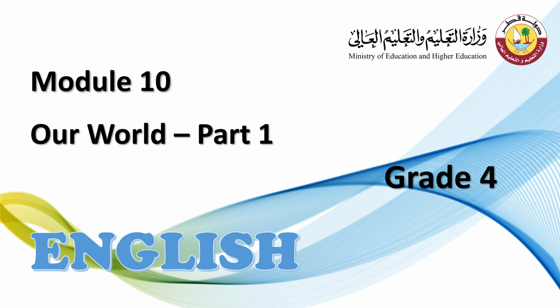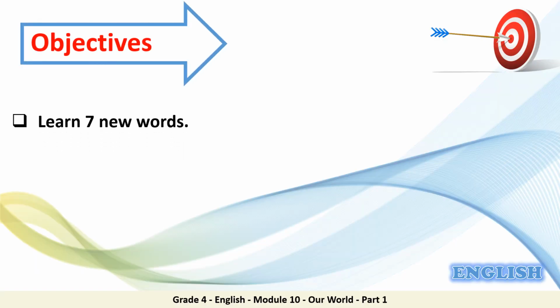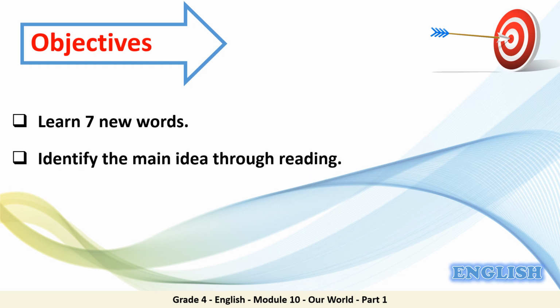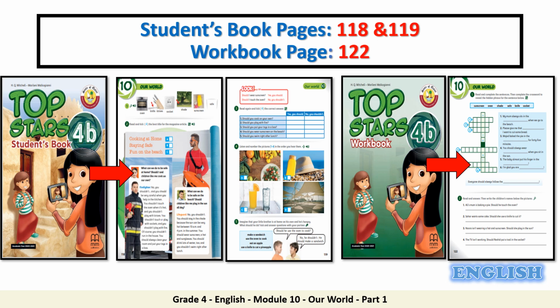Our lesson for today is Module 10, Our World Part 1. Let's get started. By the end of this lesson, you will be able to learn 7 new words, identify the main idea through reading, and locate details to answer some questions through reading. To find this lesson, you need to open your student's book, pages 118, 119. Don't forget your workbook too, page 122.